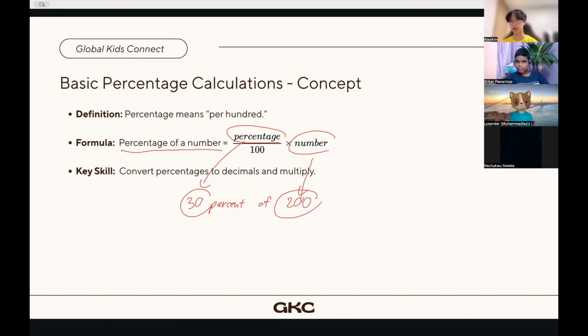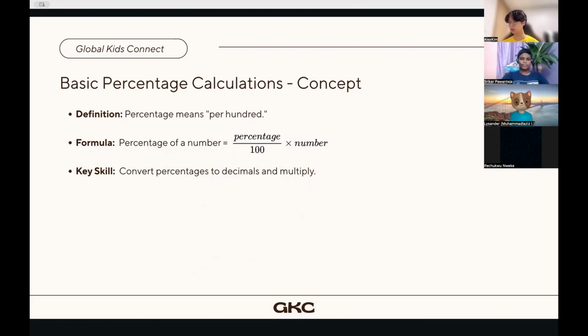If we plug it into our percentage of a number formula, we get the percentage over 100 times the number. We can divide and it equals 60. This is an example of how the formula can be used.